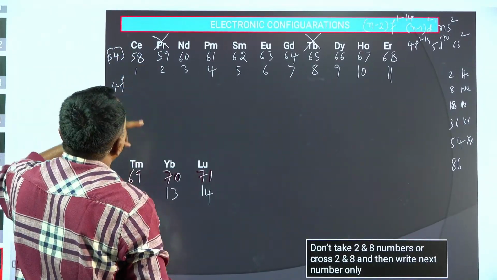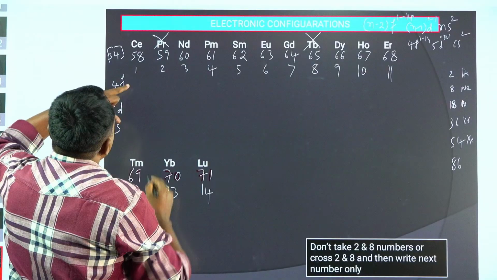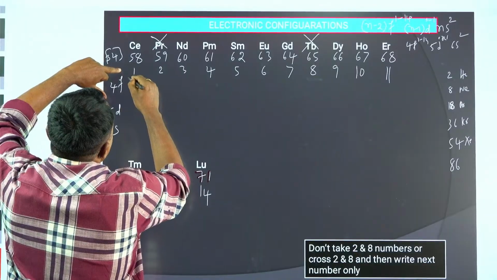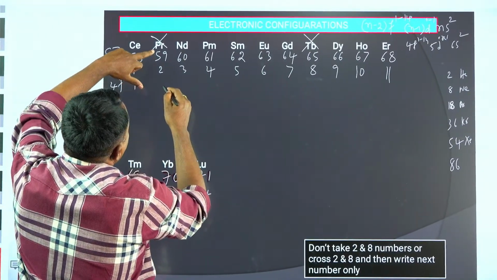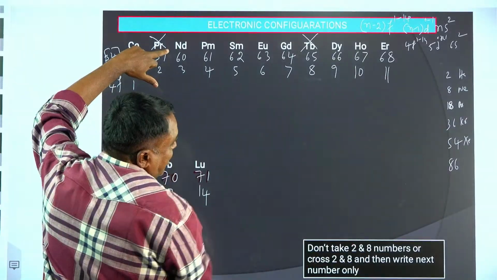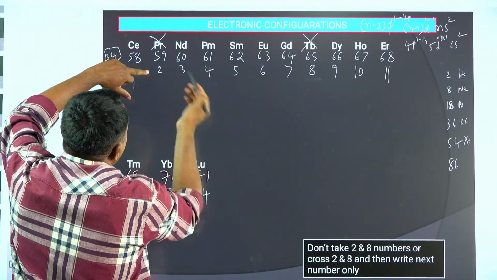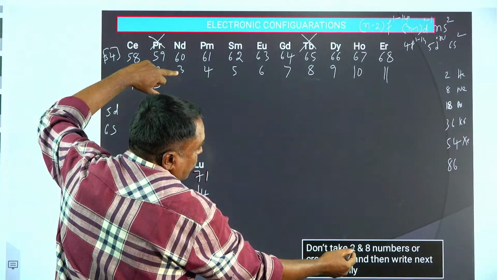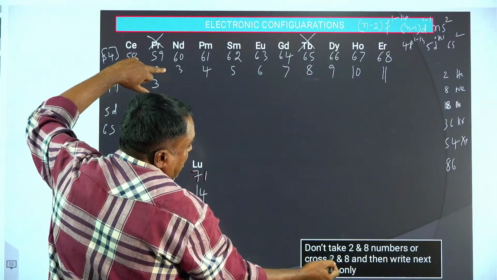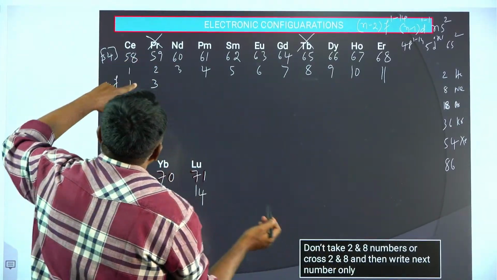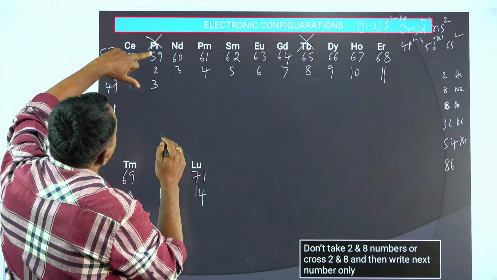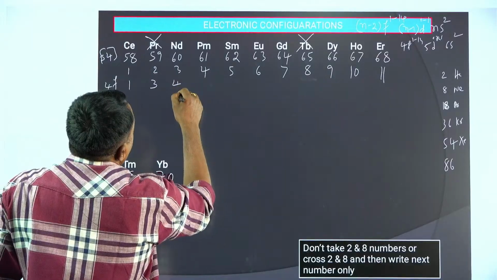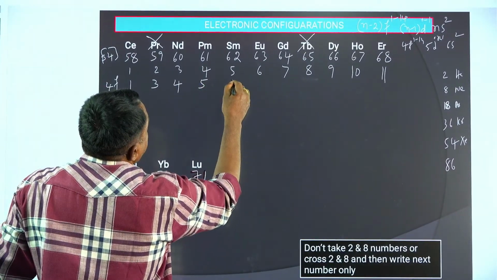So 54 is xenon. After the xenon, one electron: this is the first element, so you write 1. And the second element is blocked, so don't take the numbers 2 and 8, cross them out. Write the next number only. So after the blocked number 2, the next number is 3. After 3 we have the 4, this is the 5th, this is the 6th.